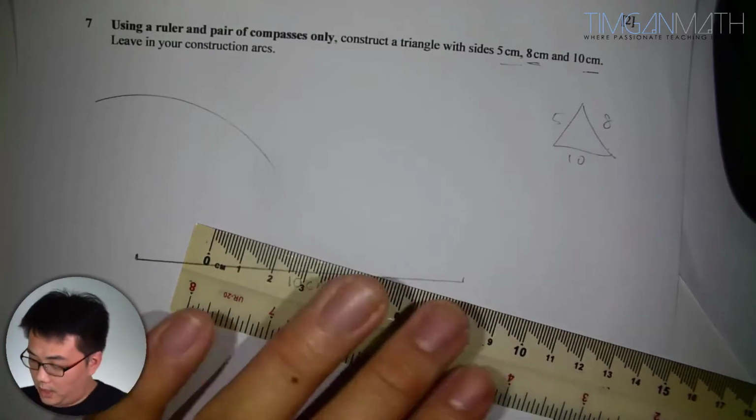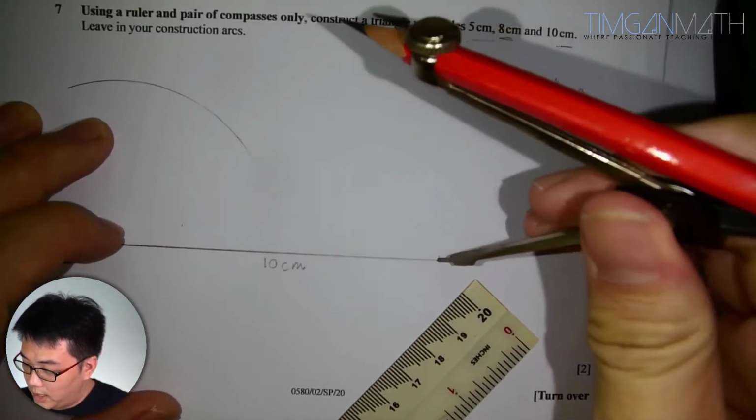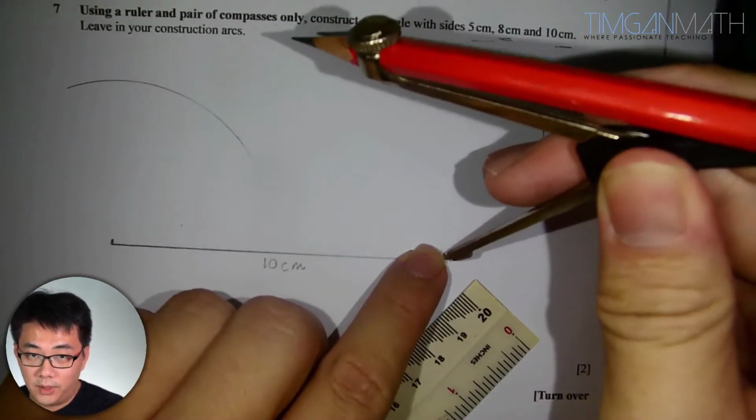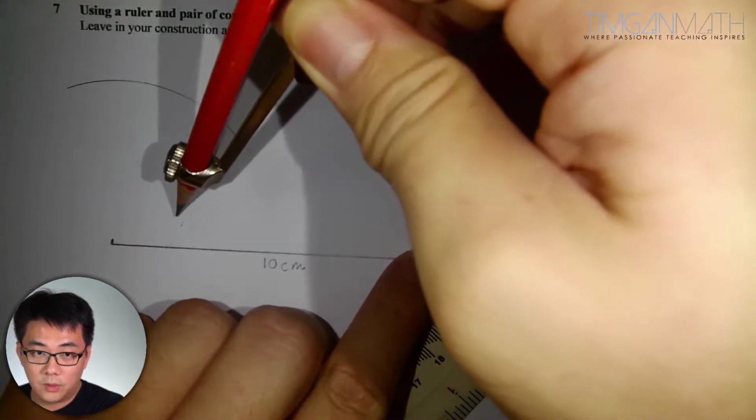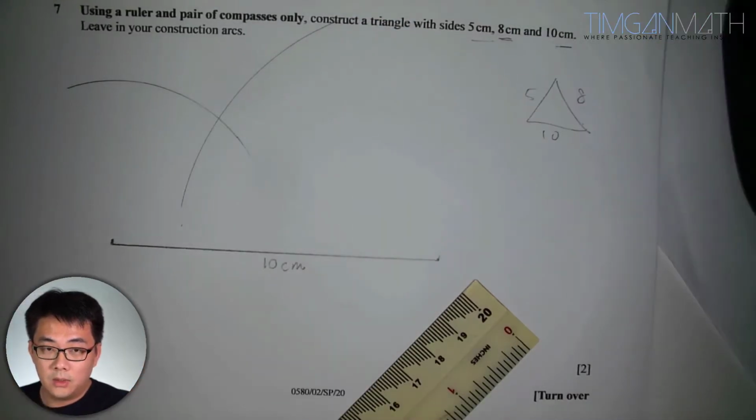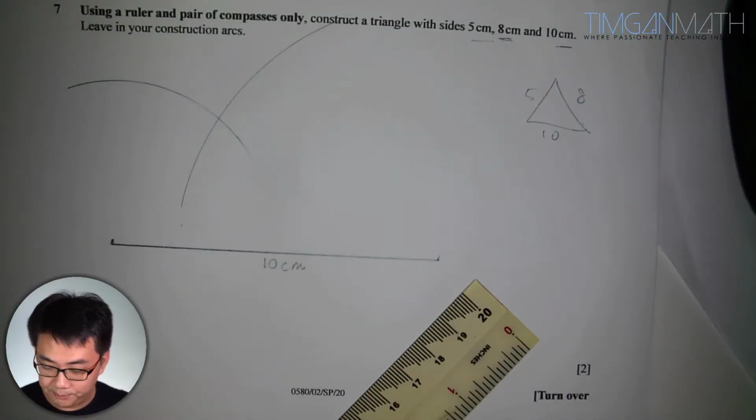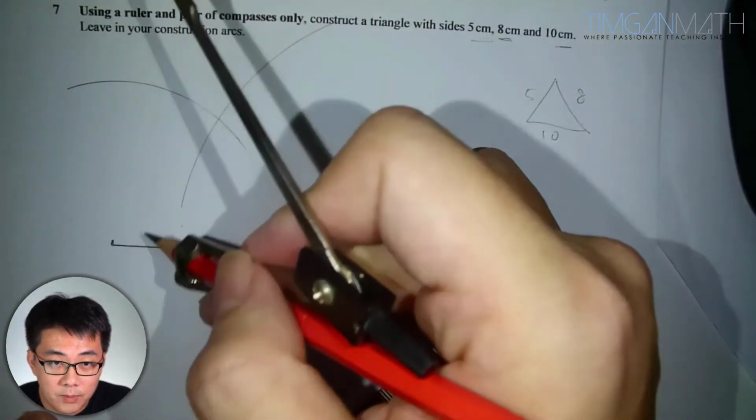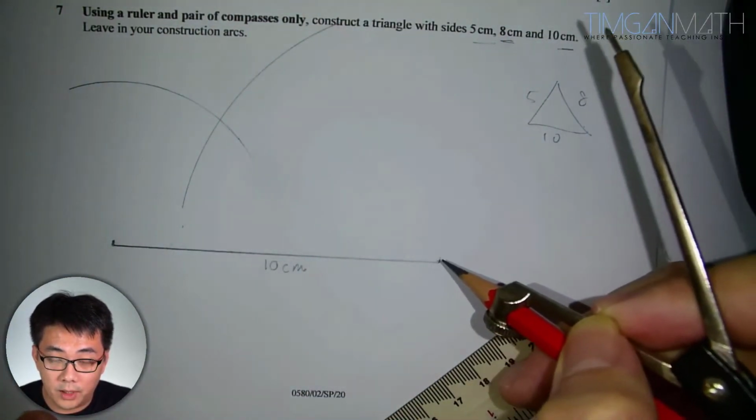This is 8, and I'm going to put it here. Same thing, draw an arc here. Now when you draw an arc, just push this needle part here down, then you just slowly swirl it around here, like that. So this point here is 5 cm away from this point and 8 cm from this point, right? 8 cm from this point.